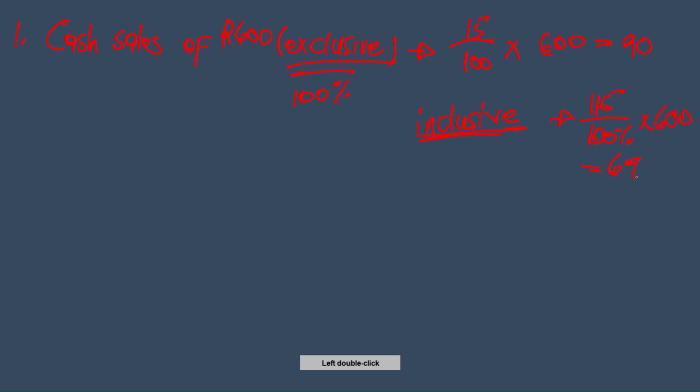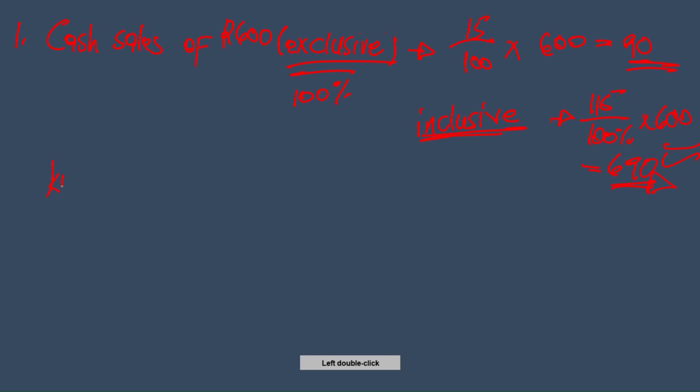Then right there, we would get 690. I know somebody can just say, if I'm looking for the inclusive and I have the exclusive and the VAT, I can just add the two. Still the same thing. If you say 600 plus 90, you'd still get 690. So that's how you would do it.